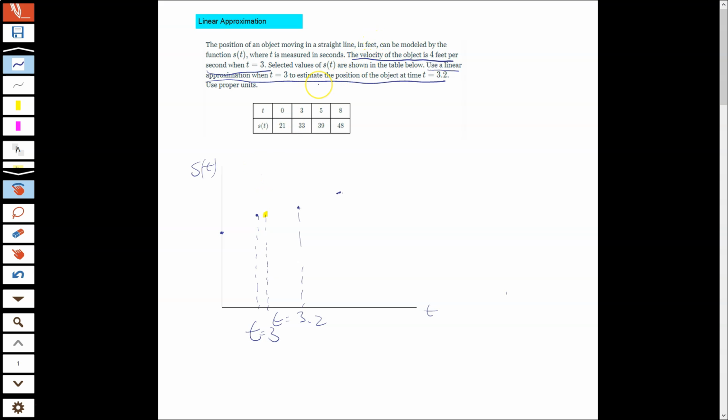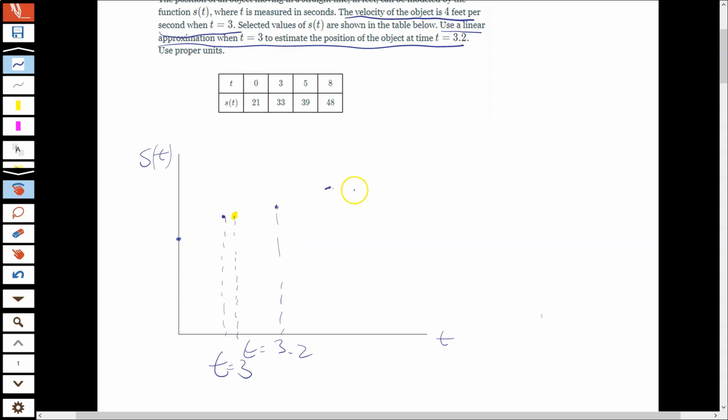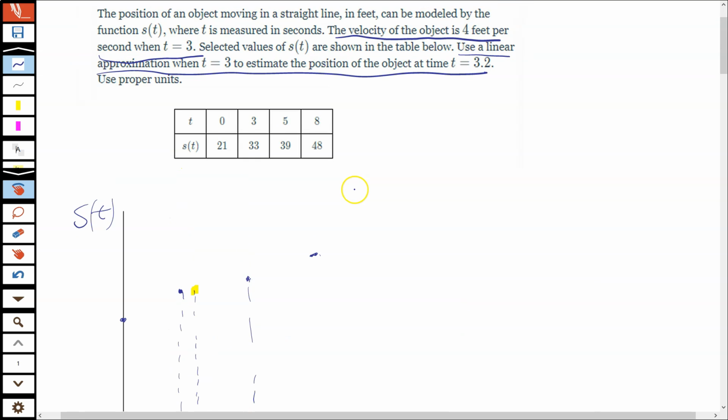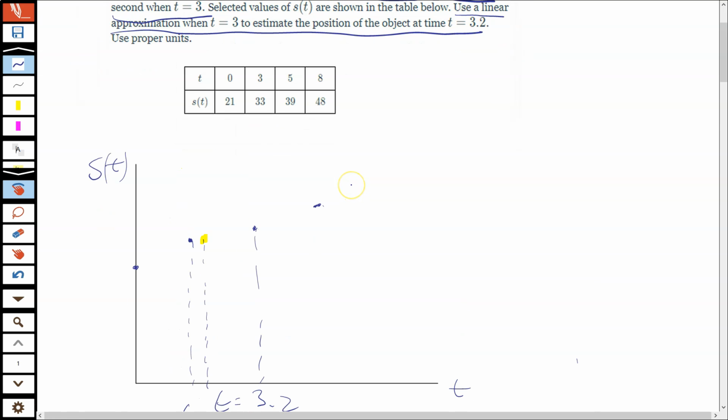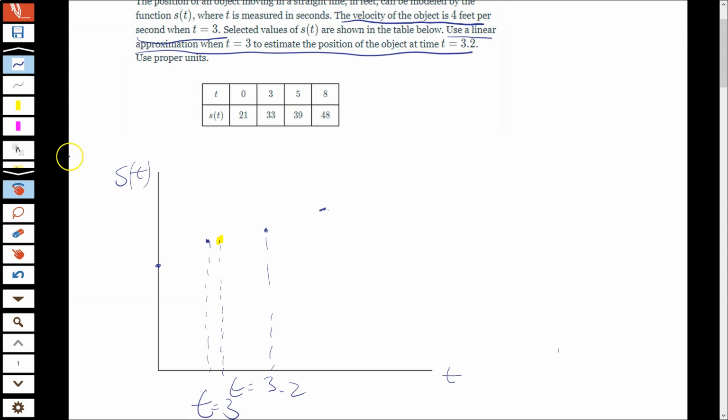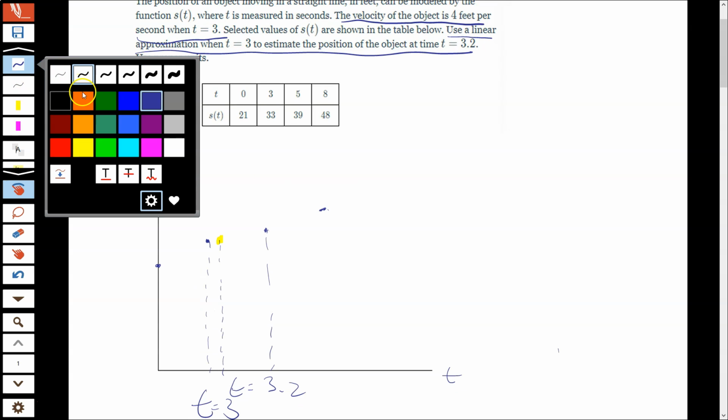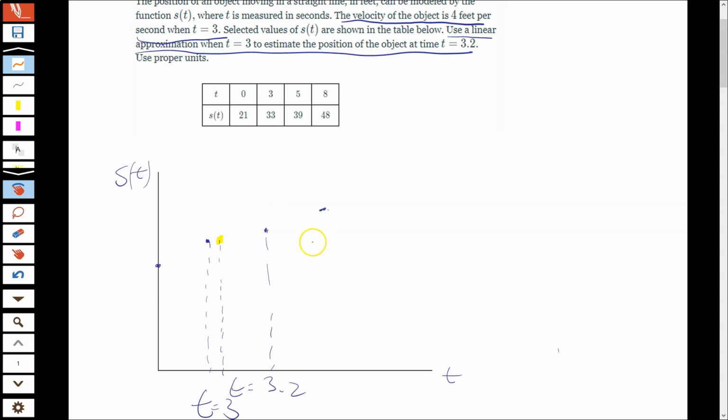So what we're going to do, and I'm going to zoom in so I can draw this a little bit clearer, is use that velocity. Remember, that's just the derivative in this case. We're going to use that velocity to draw a tangent line, right? So my velocity is 4, my tangent line should be positive and pretty steep, right? So let's say that this line is my tangent line. So this would be tangent to s at t equals 3.